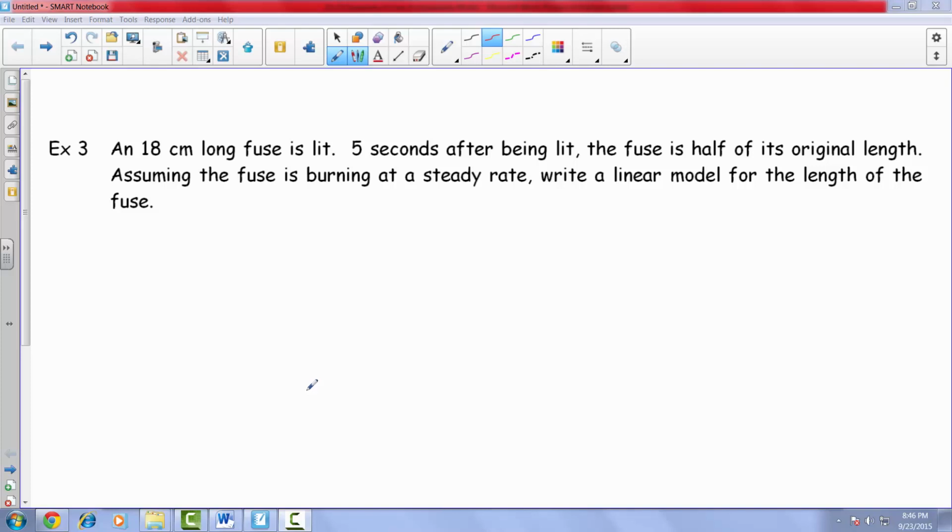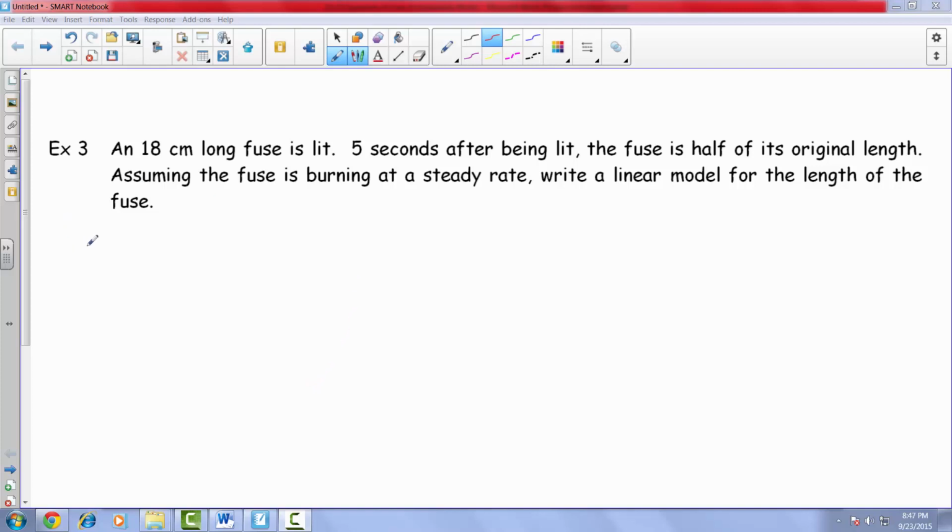Here we're looking at example 3 from our 2.4, number 2 set of notes. We're told that an 18 centimeter fuse is lit. And then 5 seconds after that, the fuse is going to be half of its original length. Now, assuming that the fuse is burning at a steady rate, we're asked to write a linear model for the length of this fuse.